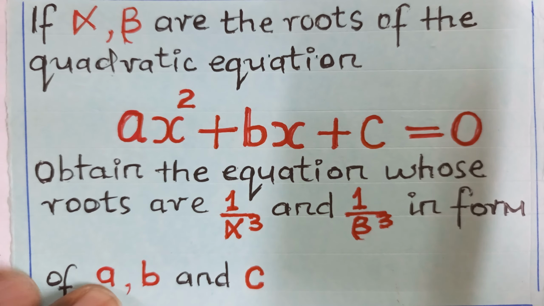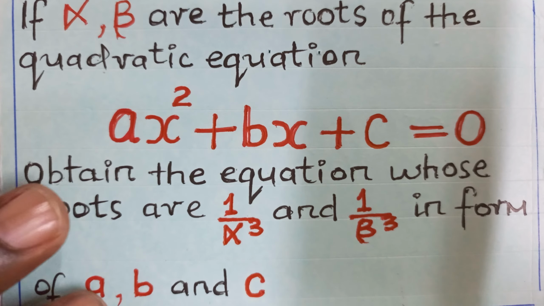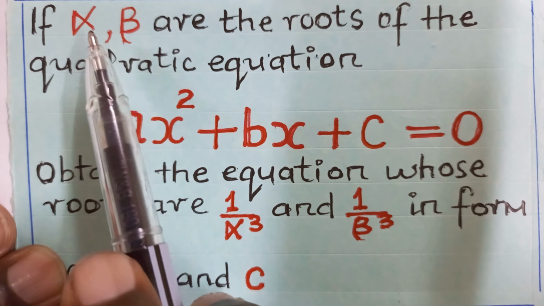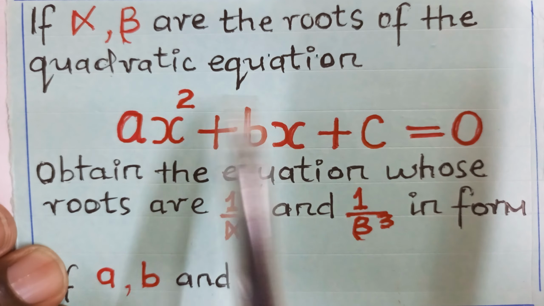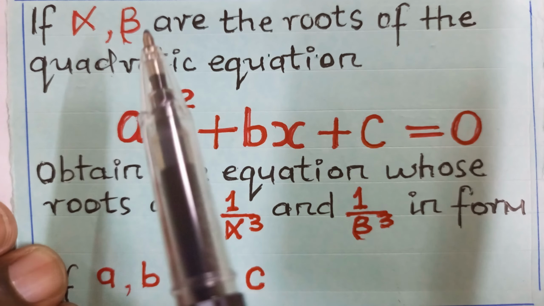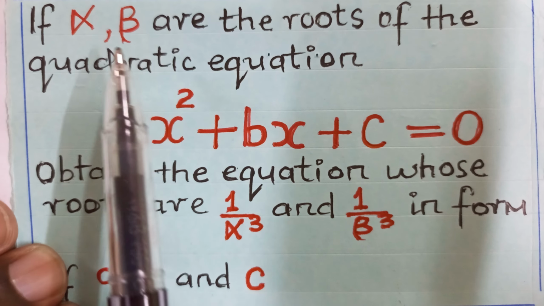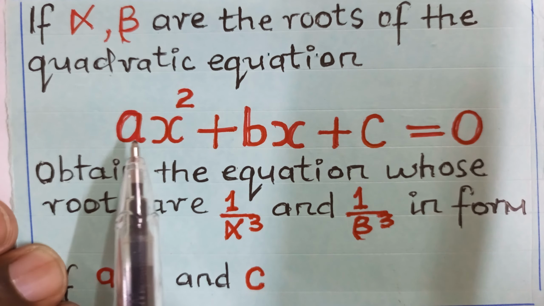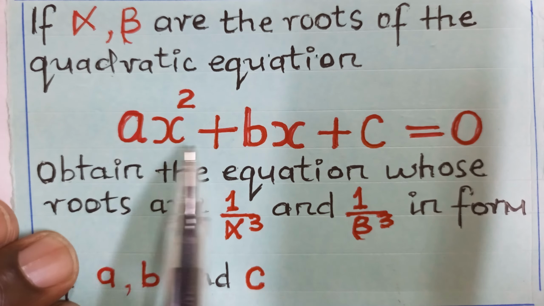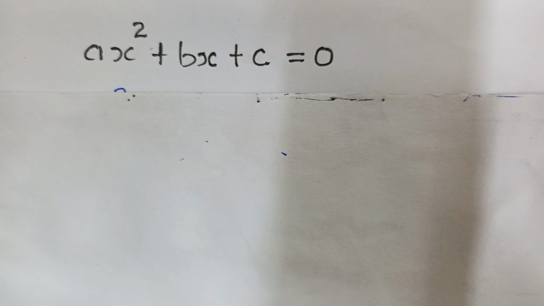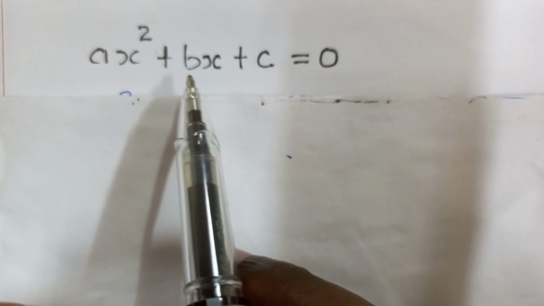So guys, we have a problem here we need to solve. We are told that alpha and beta are the roots of this quadratic equation. We need to find the equation whose roots are alpha and beta, and then we equate that equation with this equation. This is what we are going to do. This is the equation we are given.